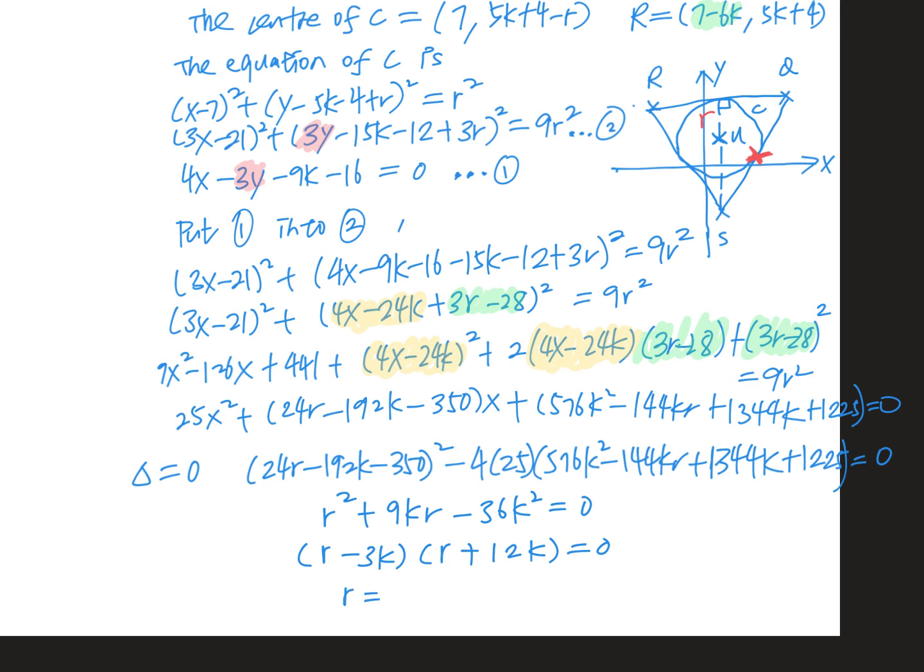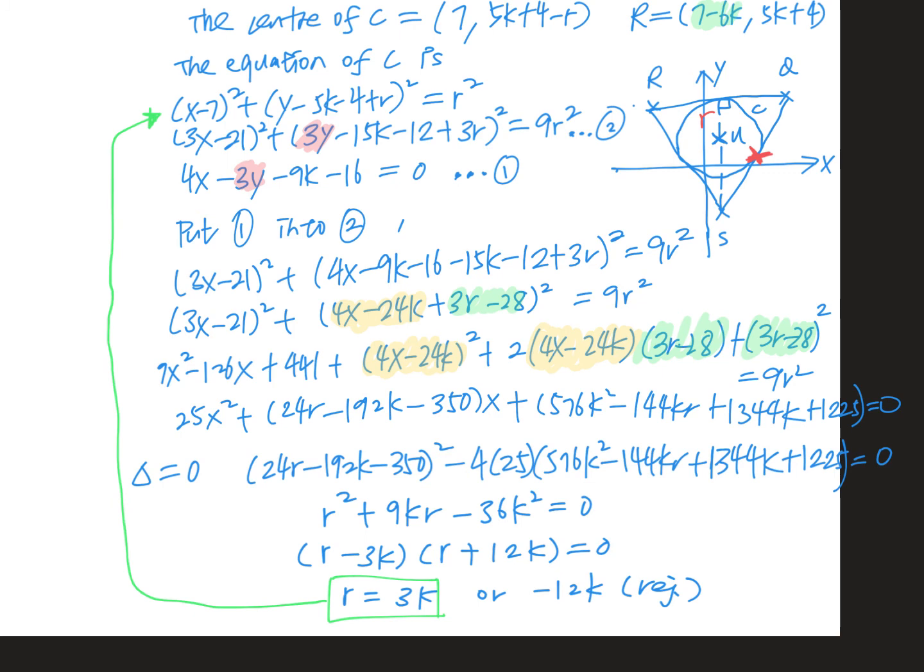And at the end, r equals 3k, with negative 12k being rejected. Now because k is a positive number, negative 12k will be negative. And don't forget r is the radius of the inscribed circle, so it can't be negative. That's why we take r equals 3k. And then finally, we got r equals 3k, and then put it back. Put it back to where? Put it back to here.